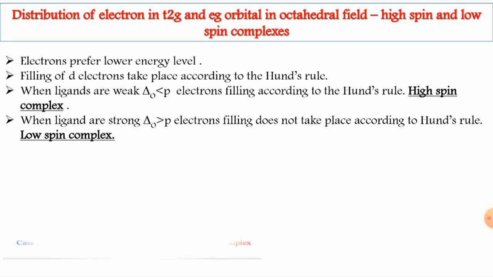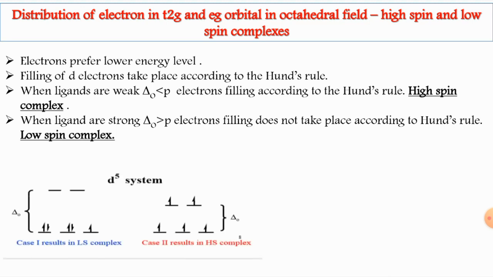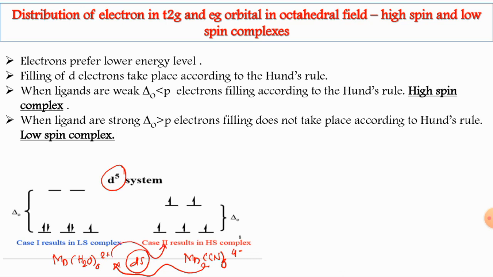So very simple. Let's say for example a d5 system. For a d5 system, I have two types of complexes. Let's say for example [Mn(CN)6]4-, and one more example is [Mn(H2O)6]2+. Both are complexes of d5 state. Now we have 5 electrons. So let's say the Mn(CN)6 belongs to this category and water belongs to this category, because cyanide is a strong field ligand.